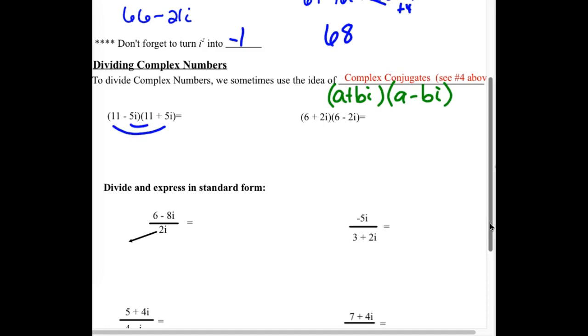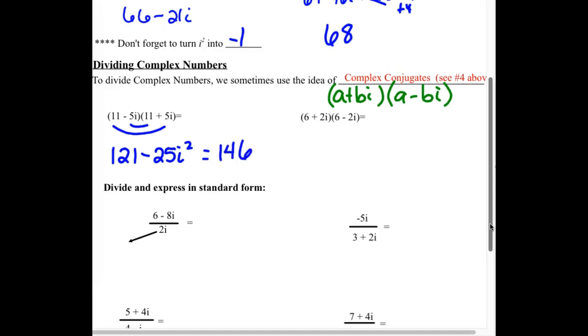So we really just have 11 times 11 and negative 5i times positive 5i, which turns into positive 25. With the 121, we'd get 146.